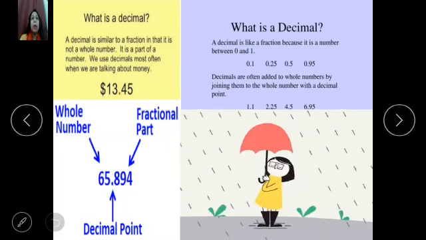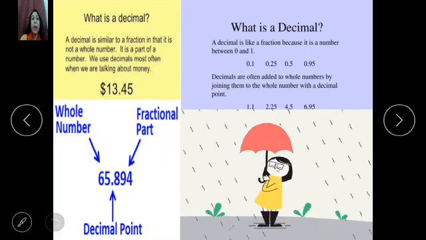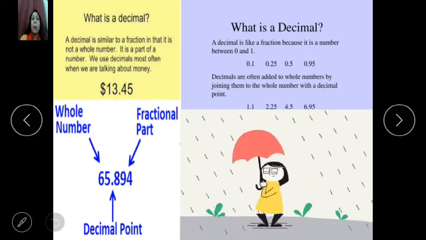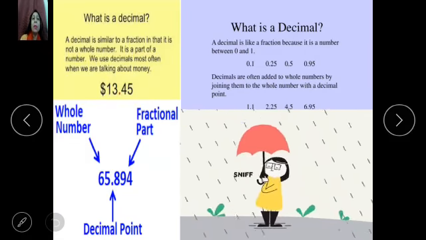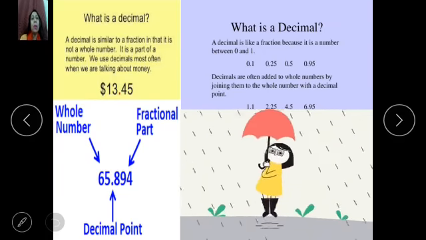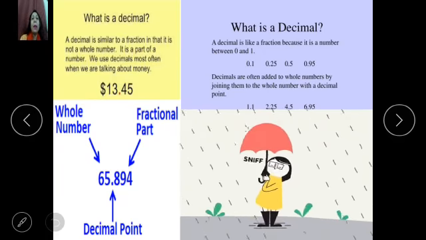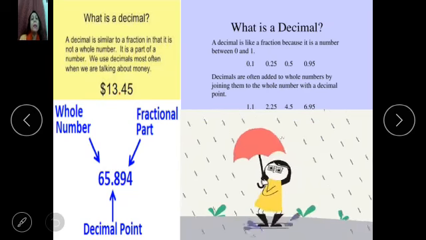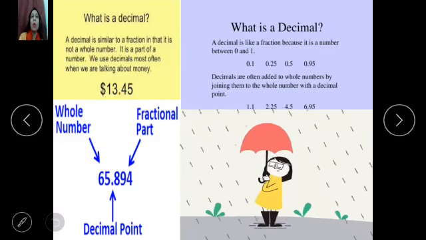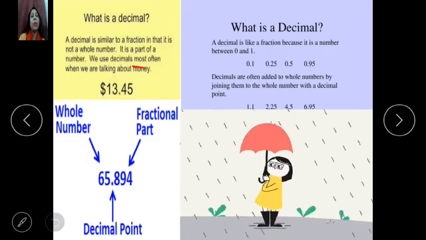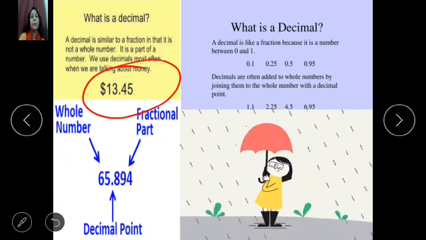First of all, we have to know what a decimal is. A decimal is similar to a fraction in that it is not a whole number. It is a part of a number. We use decimals most often when we are talking about money. When we are writing money, rupees and paise are separated by a dot or a point. That is called the decimal point, like that.